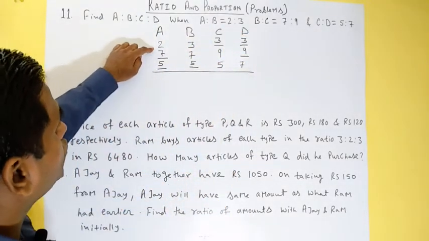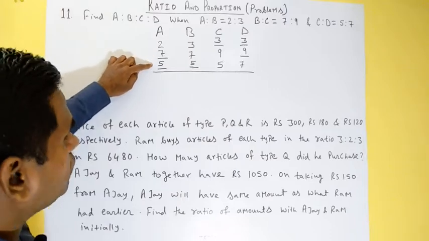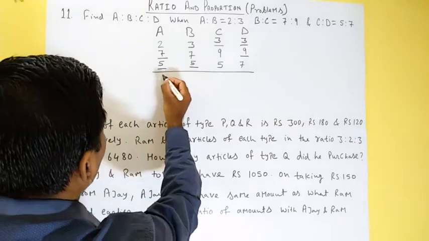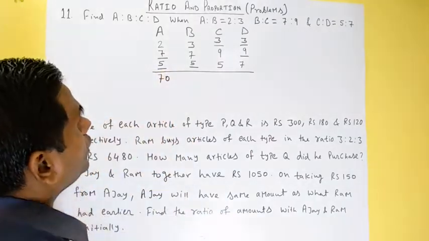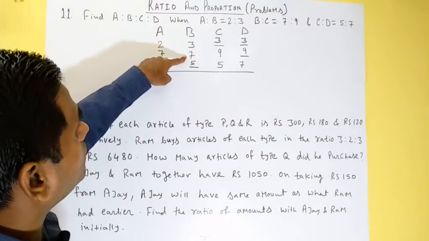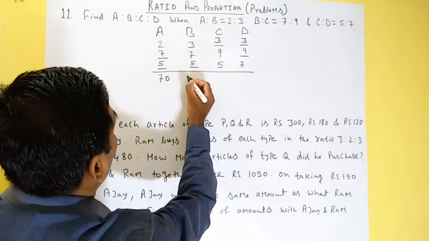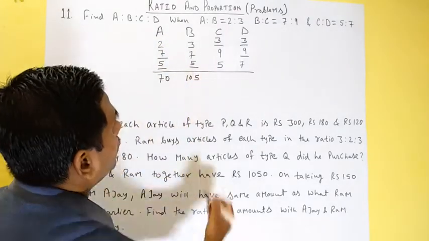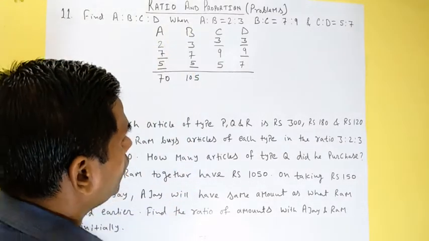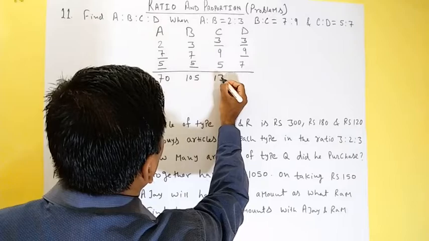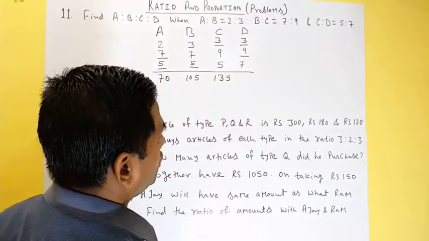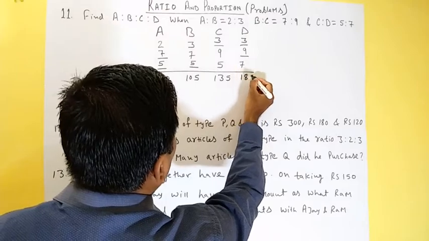So the first one is 2 into 7 into 5. 5 7s are 35, 35 into 2 is 70. Next is again 7 5s are 35, 35 into 3 is 105. Then 9 5s are 45, 45 into 3 is 135. And 9 7s are 63, 63 into 3 is 189.